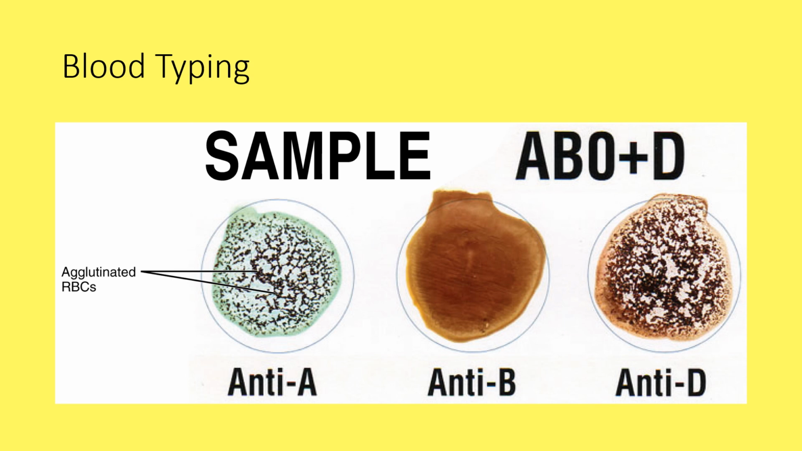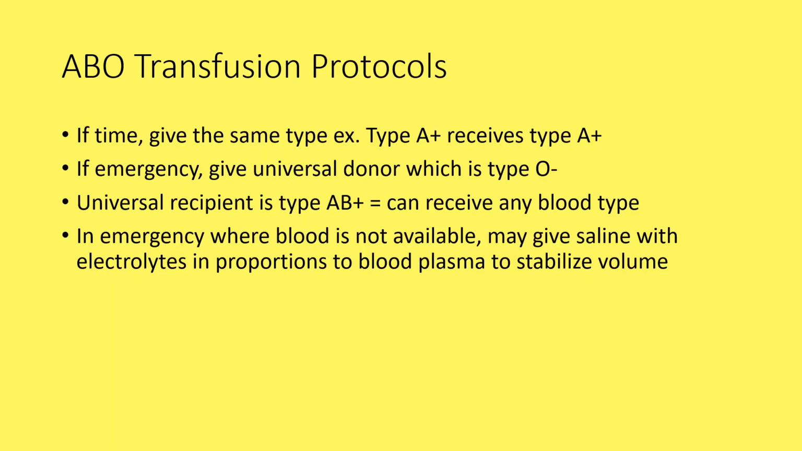So this is the blood typing. Hopefully not traumatic. In terms of giving blood transfusions, if there is time to do blood typing, you try to give the same type. So if somebody's A positive, you give them A positive. If they're B negative, you give them B negative. If it's an emergency and you don't have time to do the blood typing, then you give the universal type, which is type O, specifically O negative.